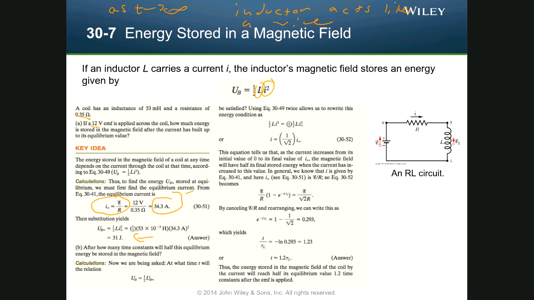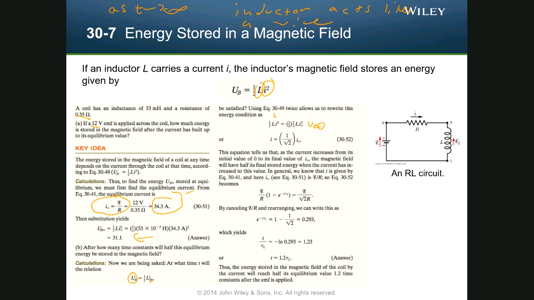So now it asks us an interesting question. After how many time constants will half this equilibrium energy be stored in the magnetic field? These are interesting questions because it's asking at what time the energy will be equal to 1/2 of the maximum energy, right? 1/2 U_B infinity. So we can write that here, and you'll notice that you have I on one side of the equation, and you have I infinity. It's a little small. All right.